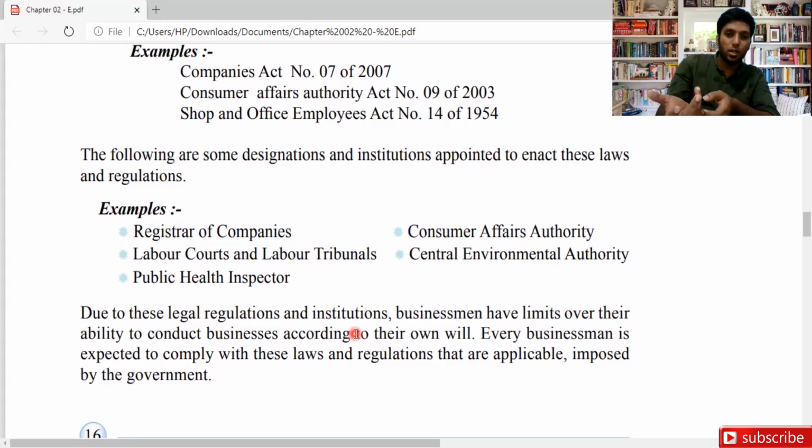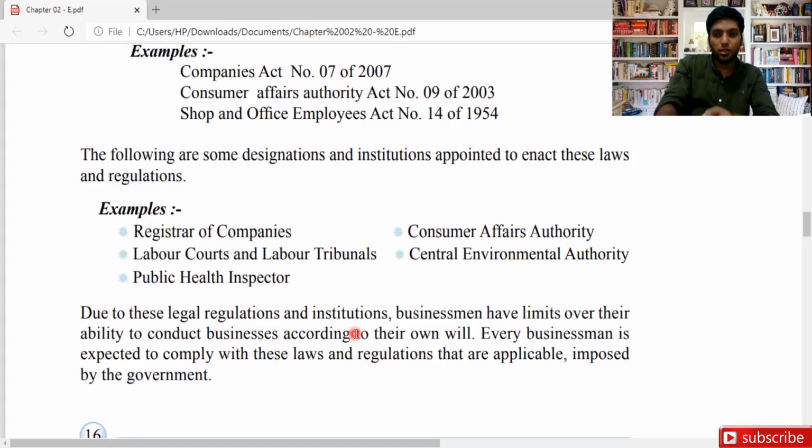If you are going to treat your laborers badly, they are going to go to labor courts or labor tribunals. If you treat your consumers badly, then of course they are going to go to the Consumer Affairs Authority. Like if you affect the environment, you will be charged by the Central Environment Authority. So knowing these terms is very important when you are doing a business. That's the reason knowing about the external environment is mandatory for all businesses.